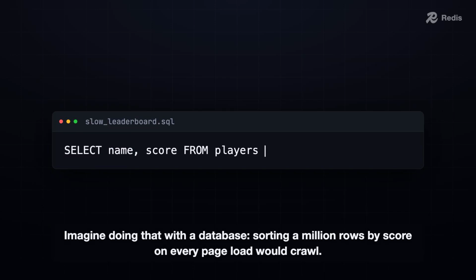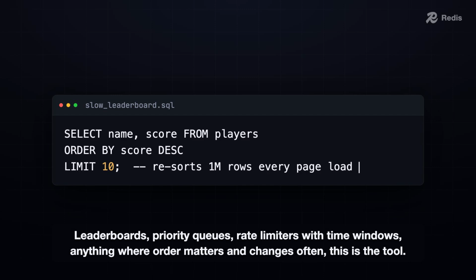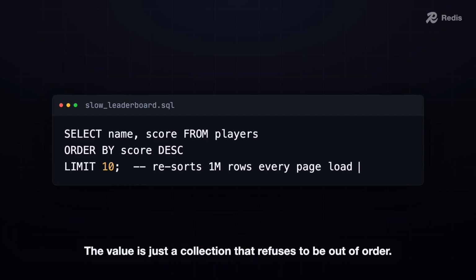Imagine doing that with a database. Sorting a million rows by score on every page load would crawl. The sorted set sorts once on insert and stays sorted forever after. Leaderboards, priority queues, rate limiters with time windows, anything where order matters and changes often. This is the tool. It's still a key pointing at a value. The value is just a collection that refuses to be out of order.